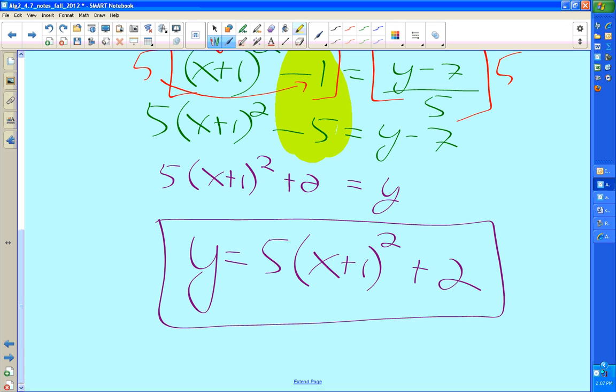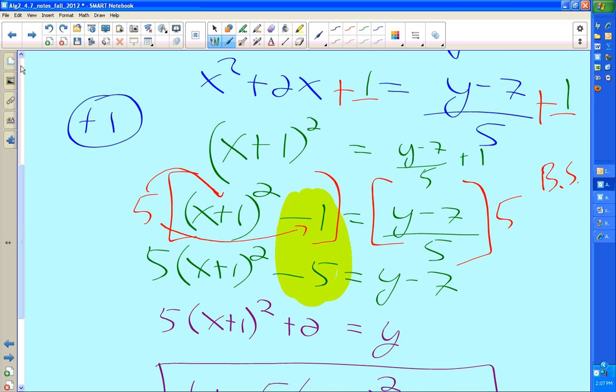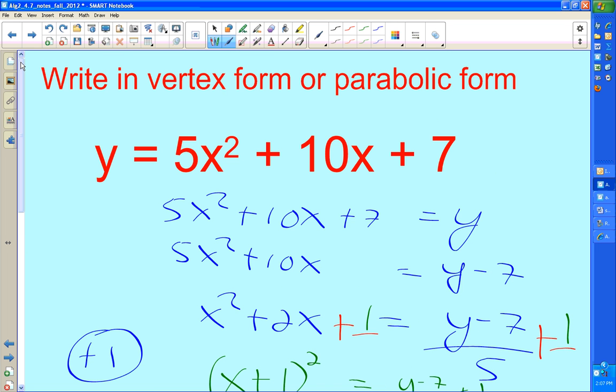What's the vertex? Negative 1, 2. What's the vertical stretch? 5. Parent graph? Good job. This is our favorite form. If you're going to graph, this is the form you want to be in. This standard form stuff, I don't want anything to do with this. Even though this isn't so bad, it comes out nice and even, I just don't want anything to do with it.